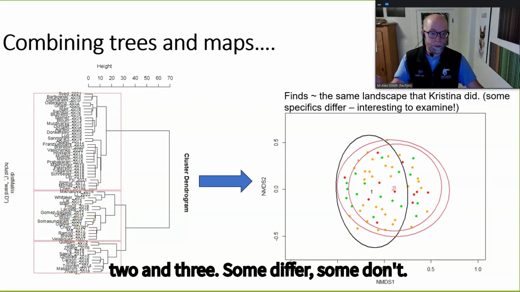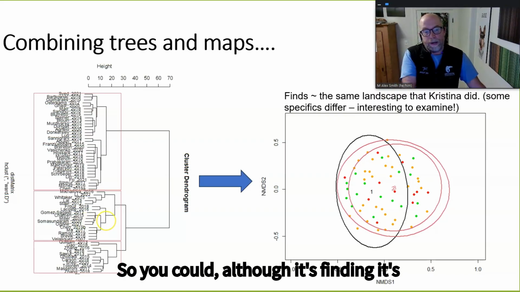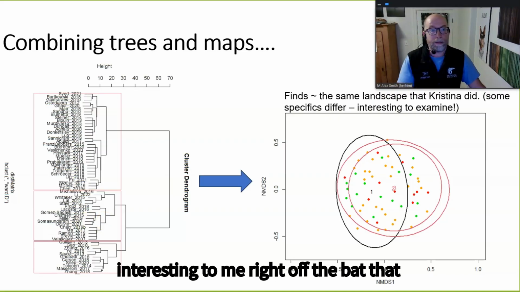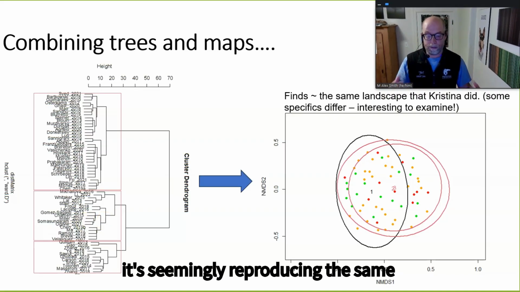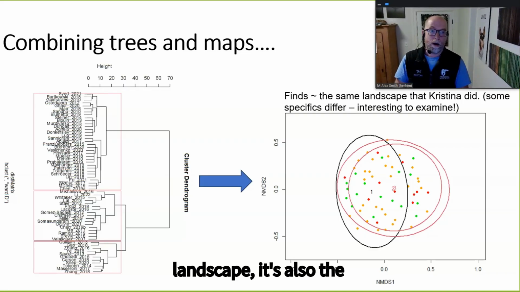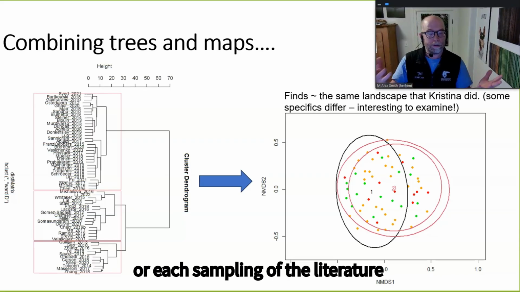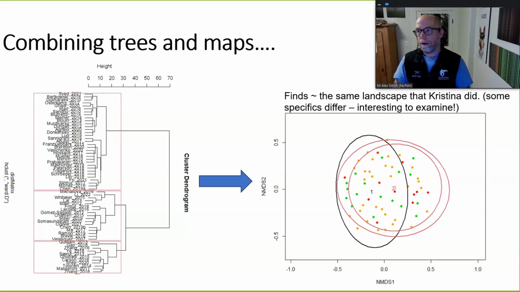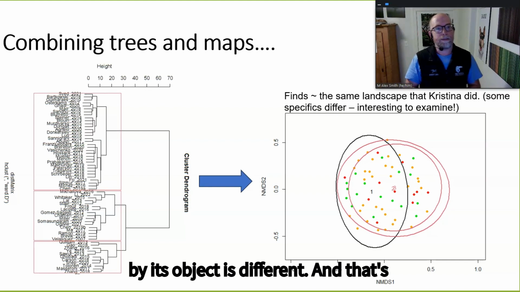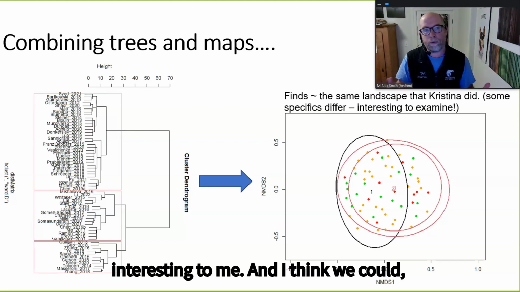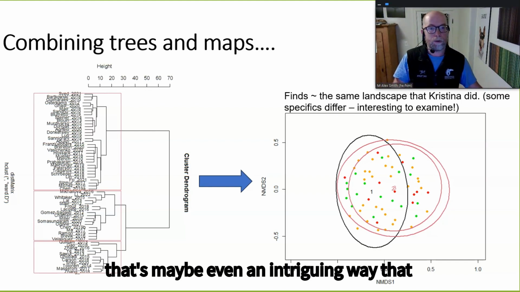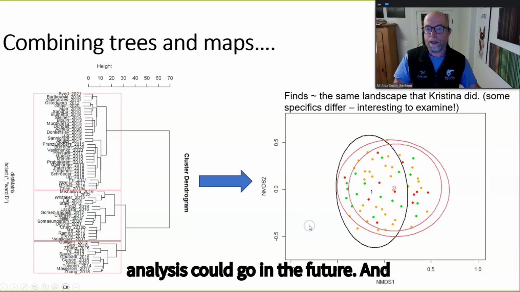Some differ, some don't. Although it's interesting to me right off the bat that it's seemingly reproducing the same landscape, the specifics of how it's coding each paper, or each sampling of the literature via its abstract, is different. That's interesting to me, and I think that's maybe even an intriguing way that analysis could go in the future.